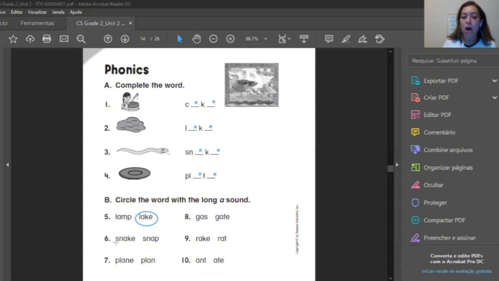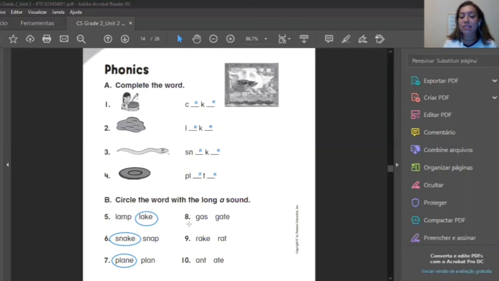Number six now. Snake. Repeat. Snap. Which one has the long A sound? Snake. That's it. Number seven now. Let's repeat with me. Plane. Plan. Which one? Plane or plan? Plane. You can hear it's really long sound, right?